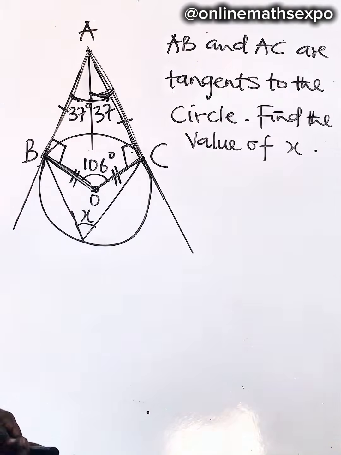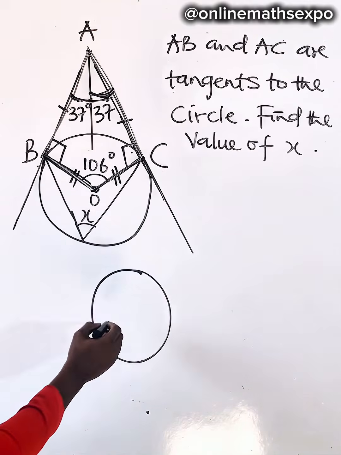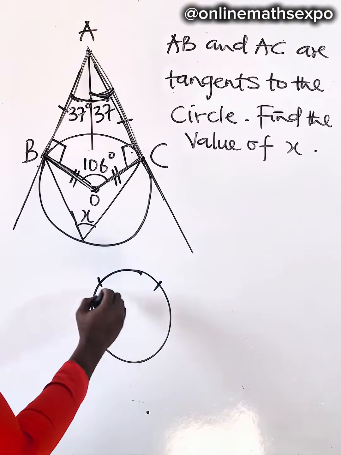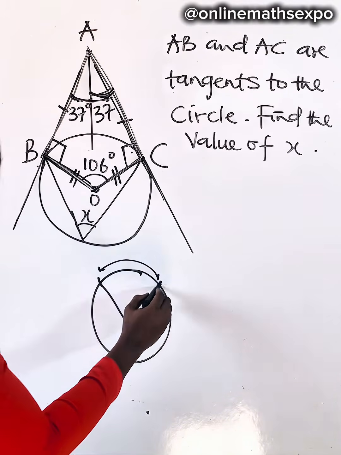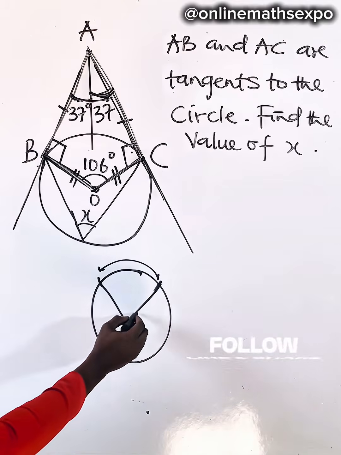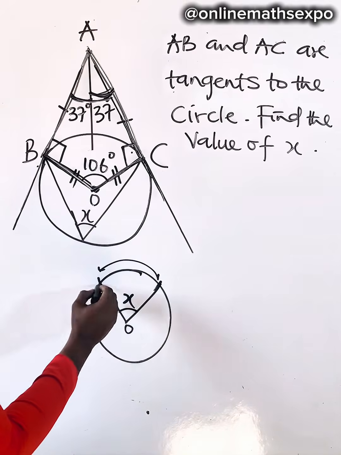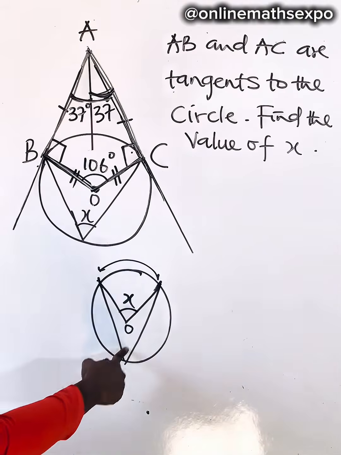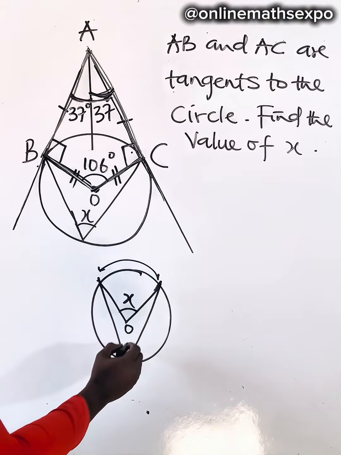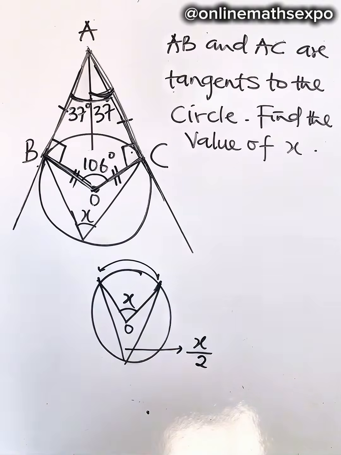Let me show you. To find the value of x, you just need to remember that each time you have a circle drawn, this part of the circle is what we call the arc. Whenever this arc makes an angle at the center, and it also makes another angle at the circumference, the one at the circumference will be half of the one at the center. So the angle at the circumference is the one at the center divided by 2.